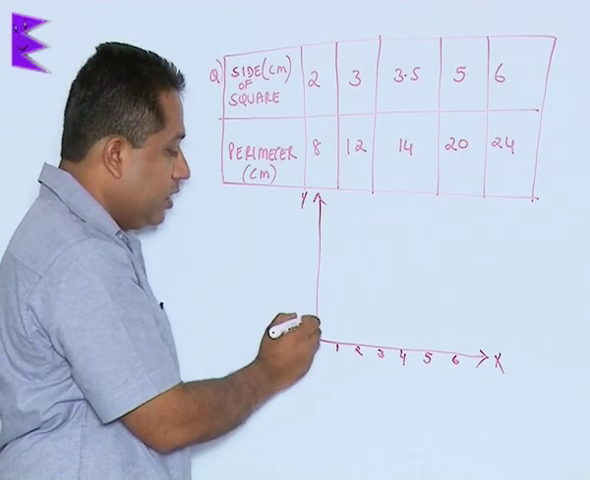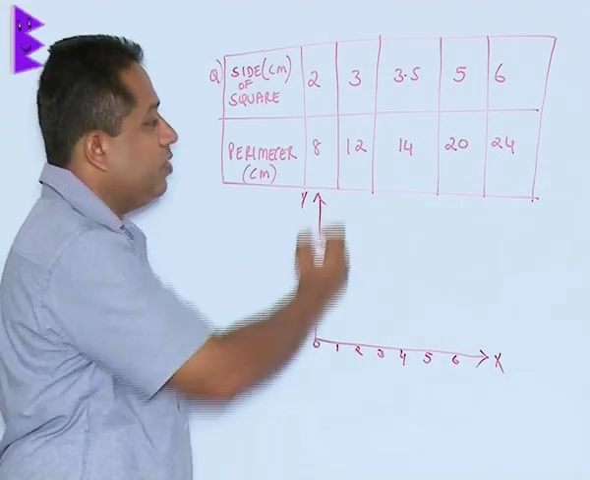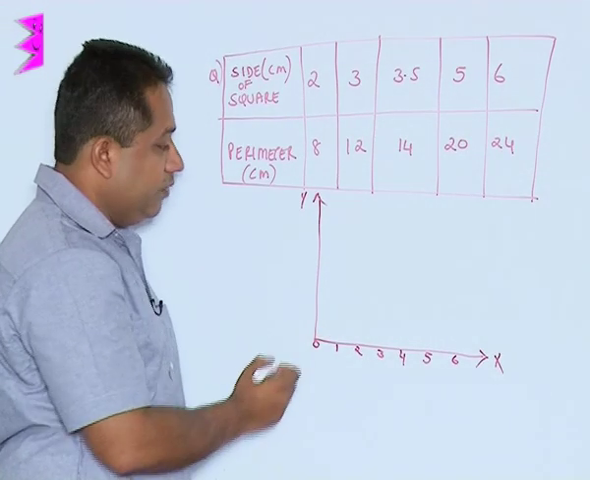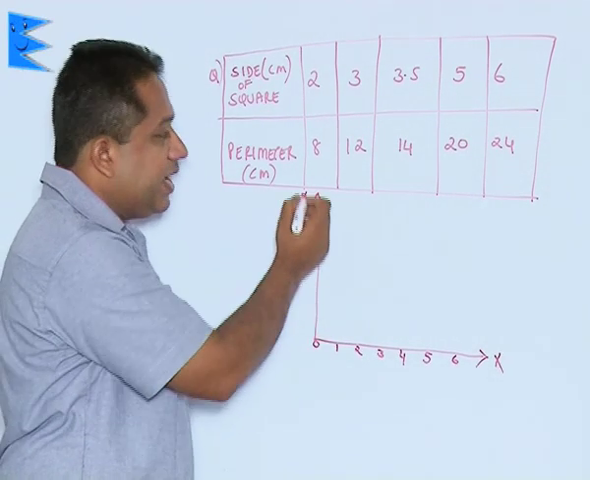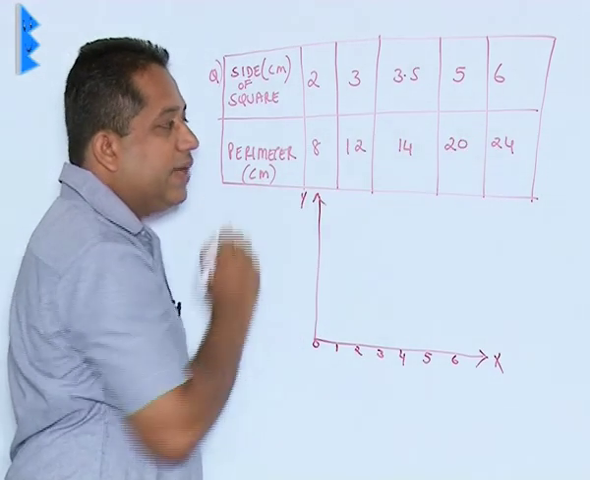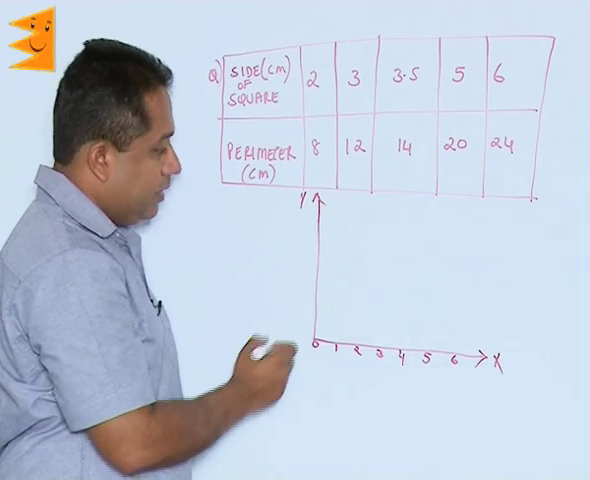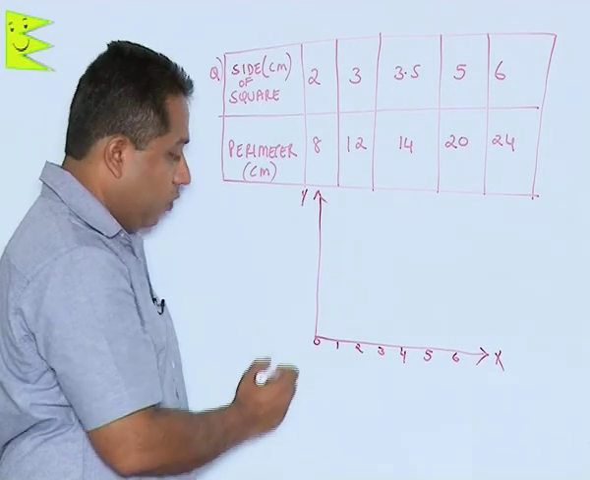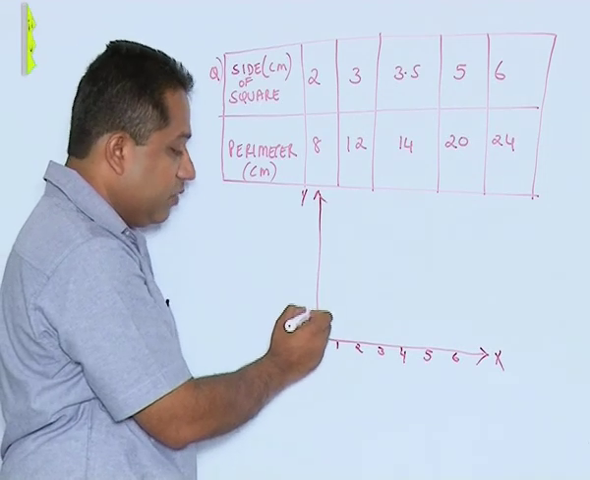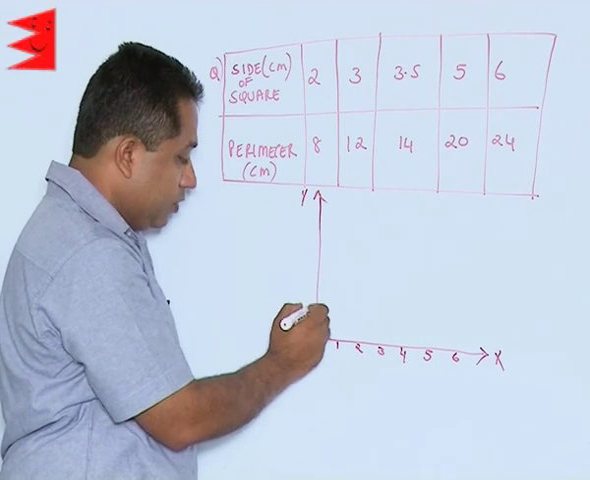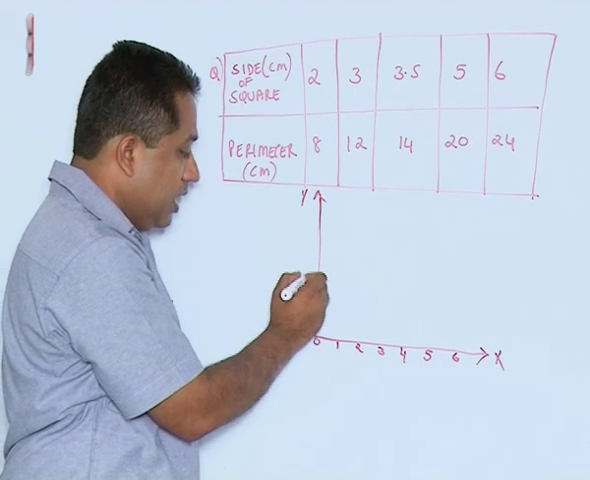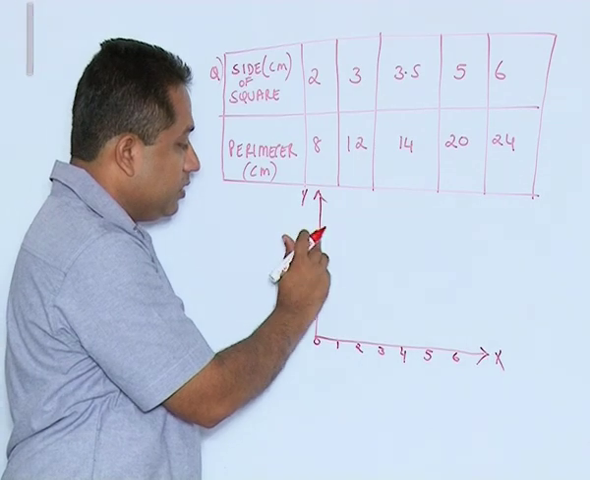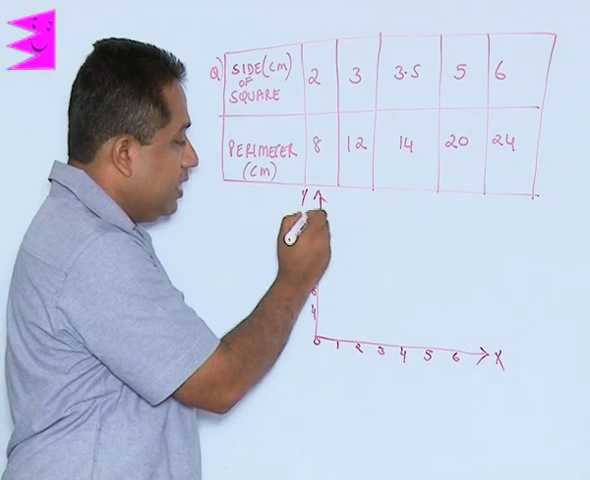Now, if I write here 1, 2, 3, 4, 5, I will never be able to reach 24, because the graph paper has limited space. So, we have to divide this y axis in such a manner that we will get 24. So, for that we can take gaps of 2, or we can take gaps of 4. So, let us say we are taking 1 centimeter as 4 units. So, this will be 4, 8, 12, 16, this will be 20 and 24.